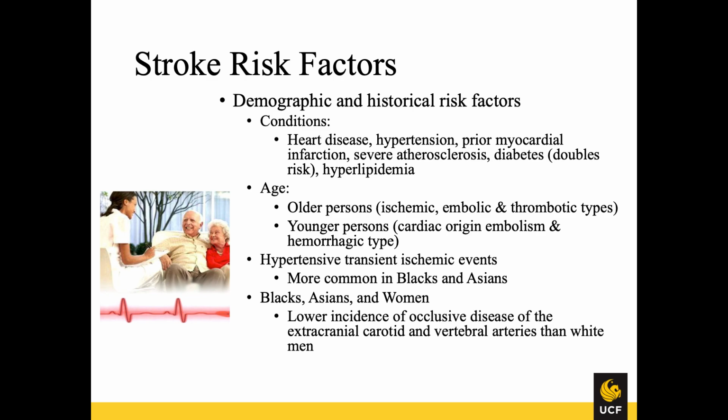Hypertensive transient ischemic events are more common in blacks and Asians. Blacks, Asians, and women have a lower incidence of occlusive disease of the extracranial carotid and vertebral arteries than white men. But overall, in terms of morbidity, blacks and men are at more risk than whites and women. That's an important thing to know in terms of risk factors and knowledge of health disparity. But again, it doesn't matter what color skin or what background the patient is when they present.